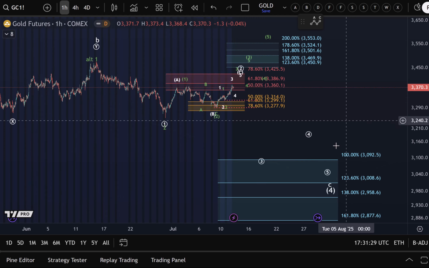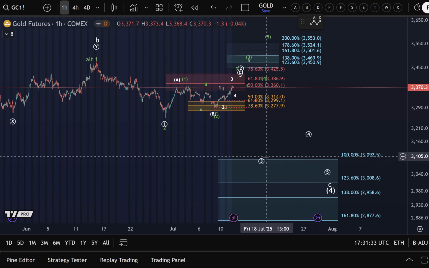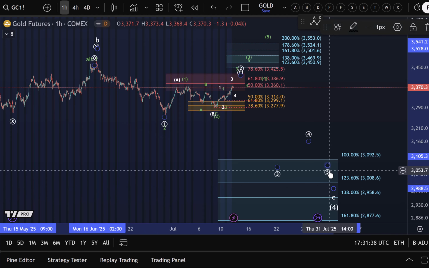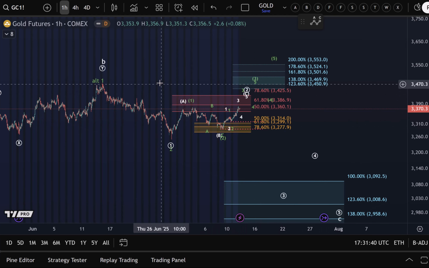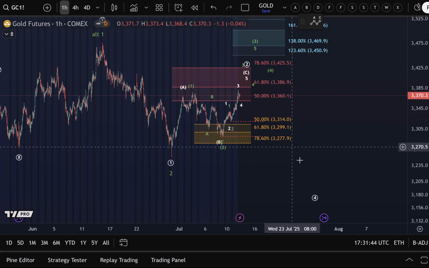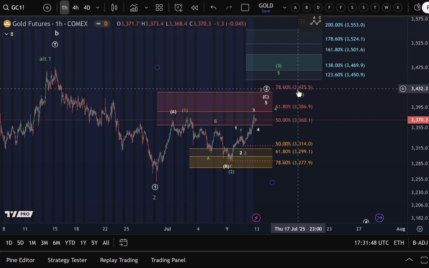You see that there is a target zone between $2,877 to $3,092, which remains relevant as long as the price follows this white scenario, which means that ideally, to keep the white scenario alive, the price should not break above $3,425.